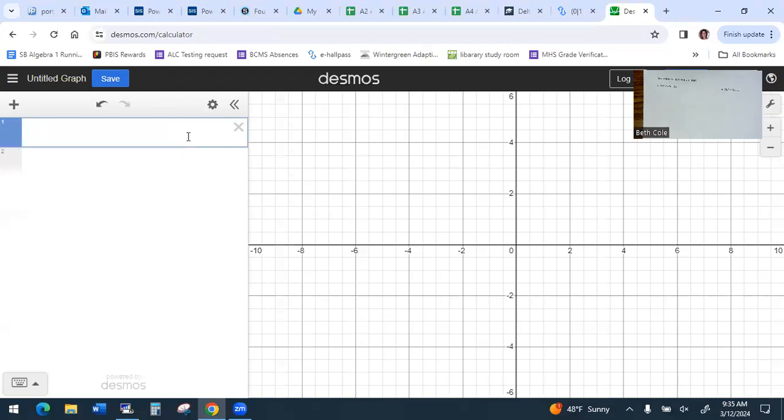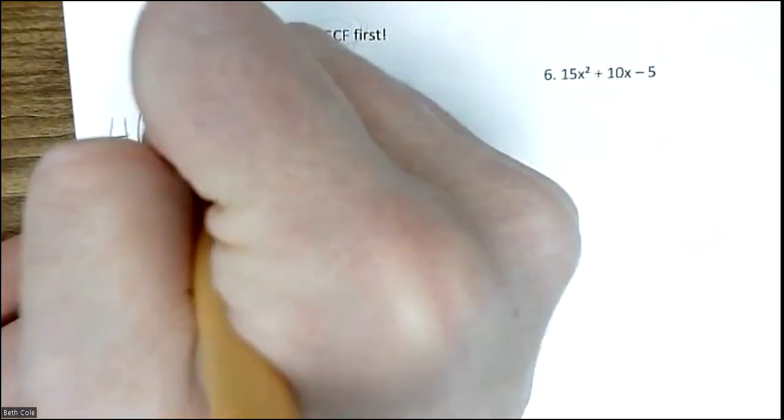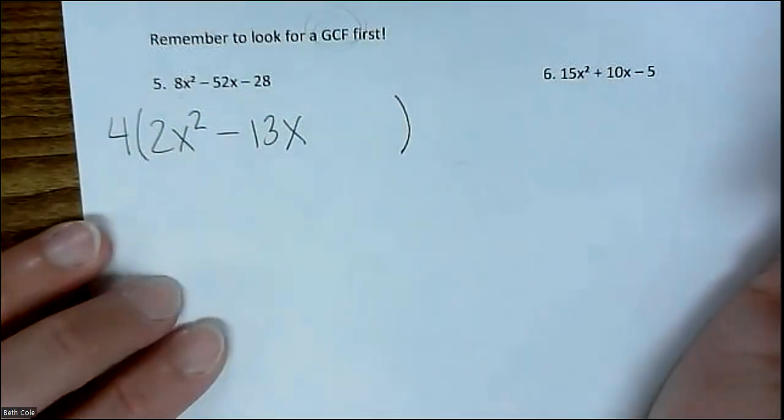Do you remember how to make the calculator do it for you? Yeah, GCF, and then what are the numbers? 8, 52, and 28. What's your greatest common factor? 4. All right, we're gonna divide them all by 4. So you're gonna put a 4 out front. What's that gonna give you? 2x squared, very good. Minus, you might not know that one, that's 13x.